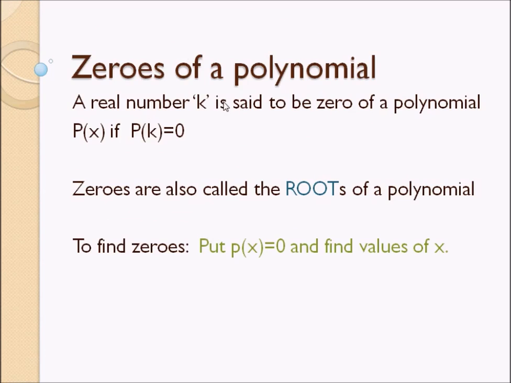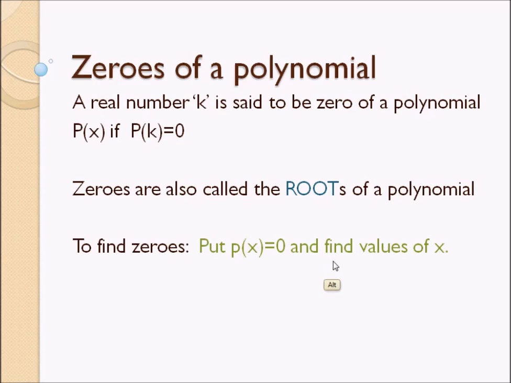Now, what are the zeros of a polynomial? A real number k is said to be a 0 of a polynomial p(x) if p(k) equals 0. That is, if in a polynomial p(x) we put the value of x equal to k, we get output as 0. Zeros are also called roots of a polynomial. To find the zeros, put p(x), the given polynomial, equal to 0 and find the value of x.